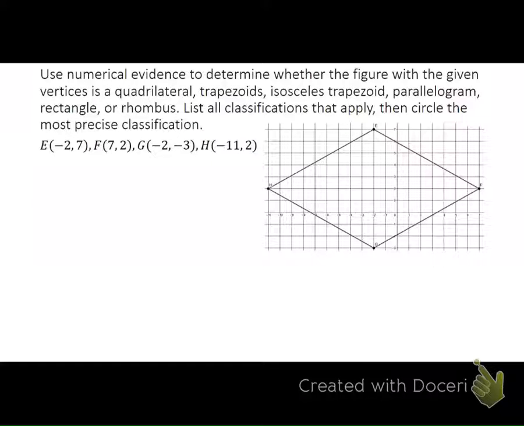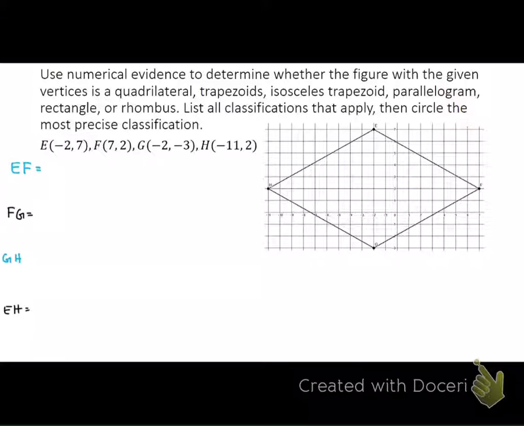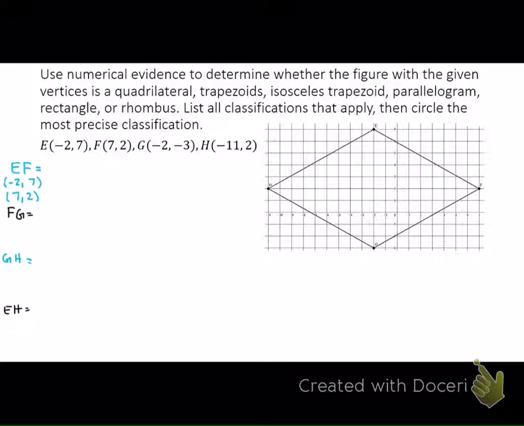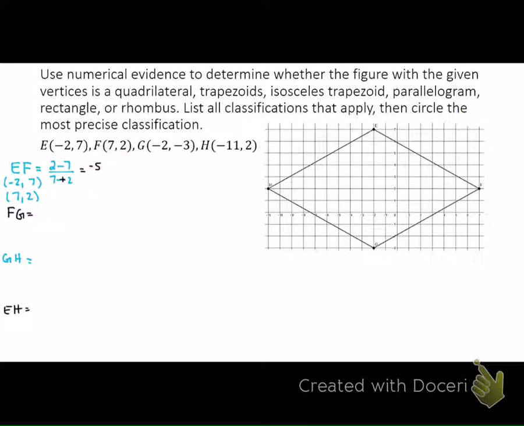So we're going to do the same thing here. We have EF, FG, GH, and EH. And we're going to find the slope. So I do 2 minus 7 over 7 minus a -2. Two negatives make a positive.